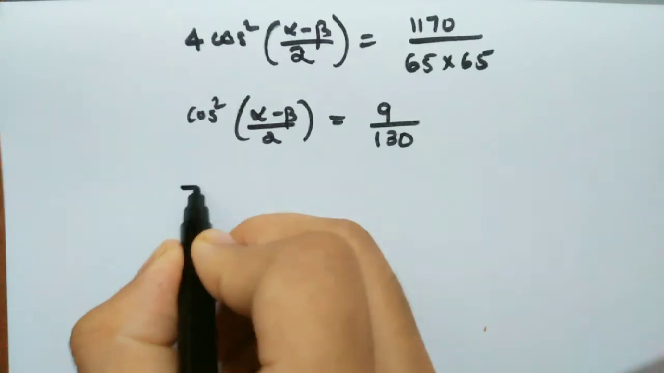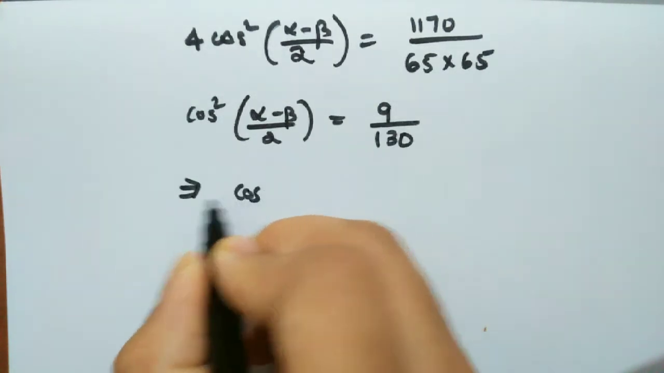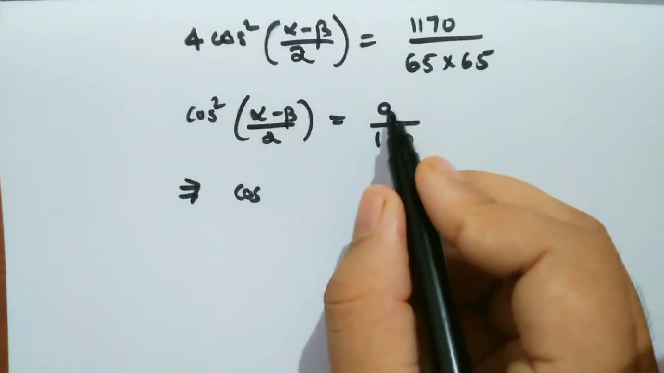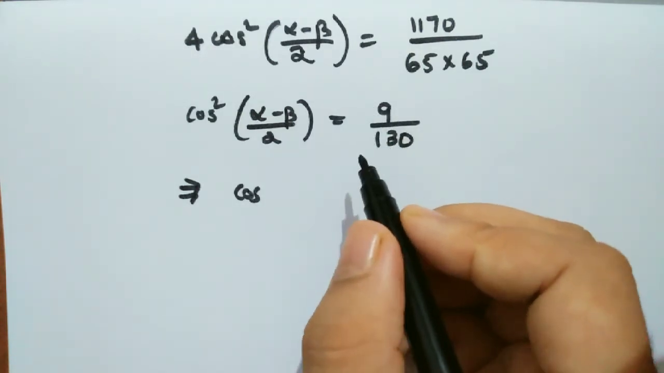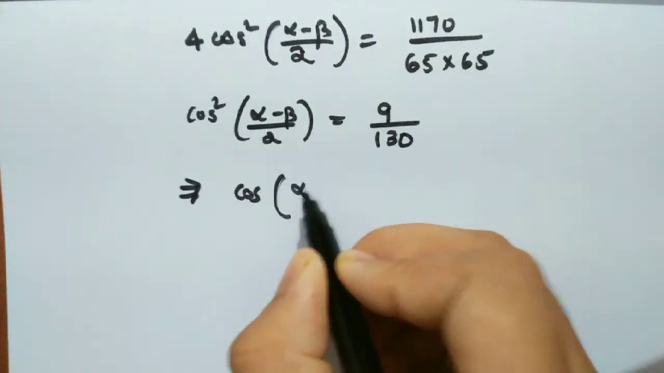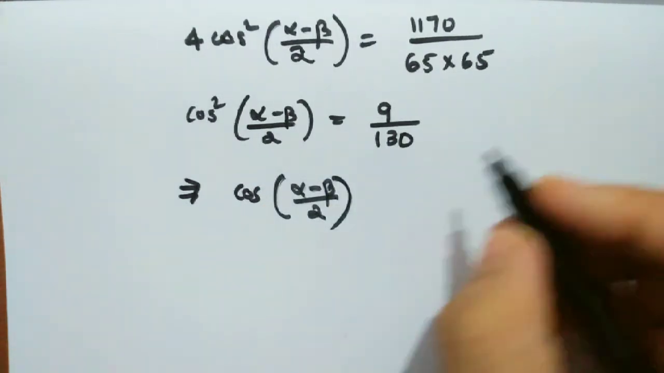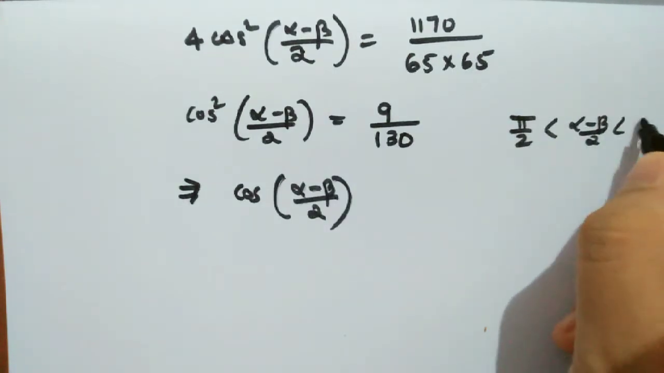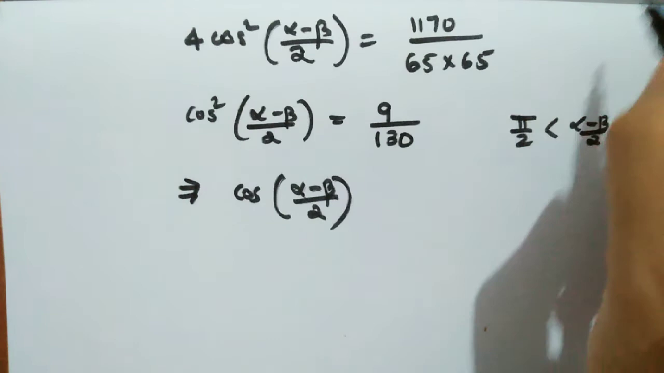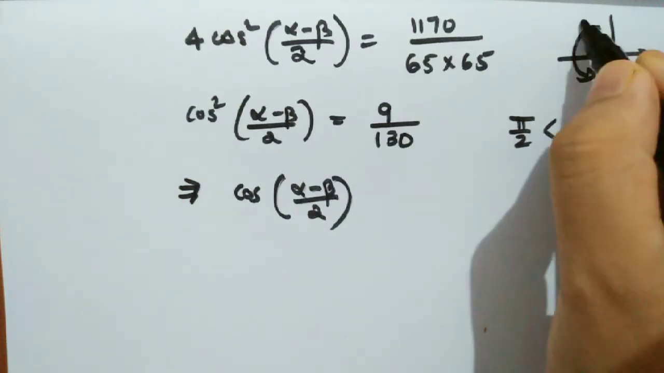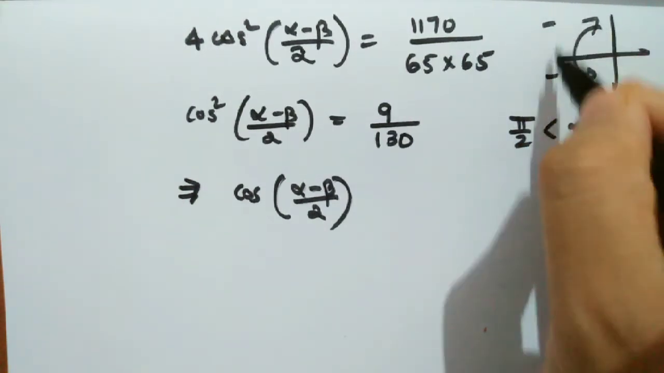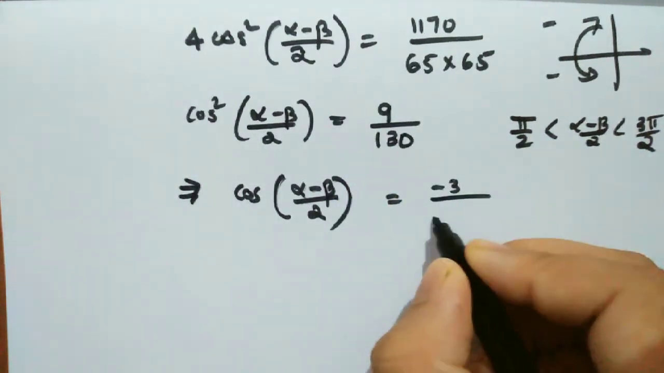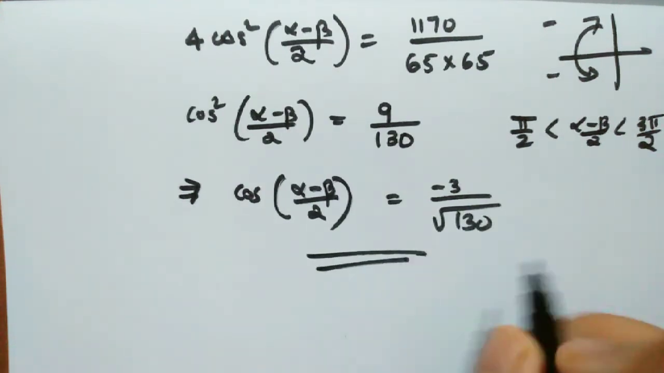From here I will take the square root and get cos. There are two possibilities of taking the square root. The root of 9 is plus or minus 3, but I said that this cos value should be negative in the quadrant we are checking, that is pi/2 < (alpha − beta)/2 < 3 pi/2. In this range, from here to here, the cos value is negative. So I should take the negative square root, that is −3/root 130. So this is the answer.